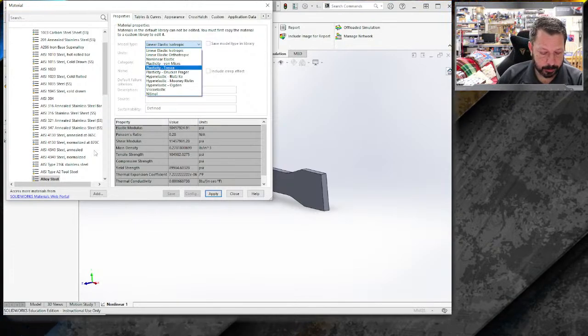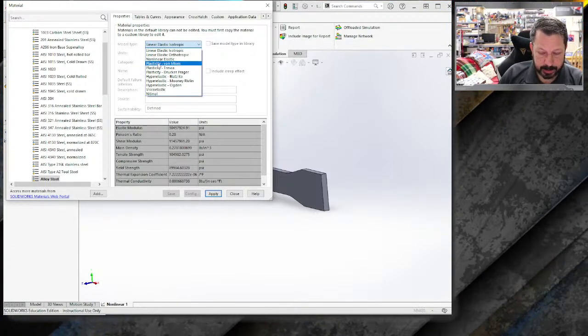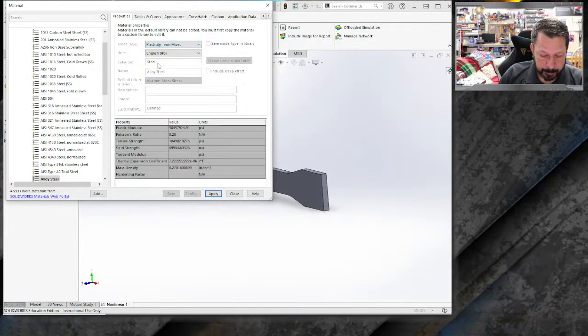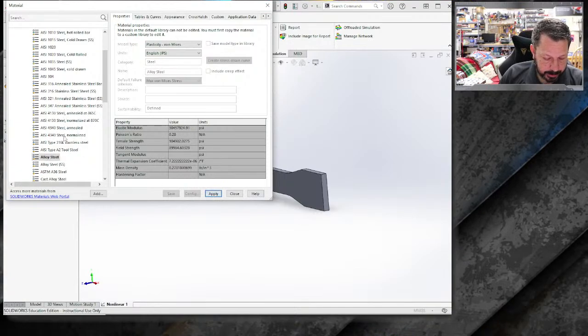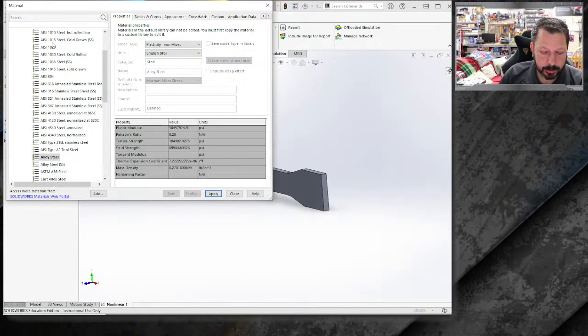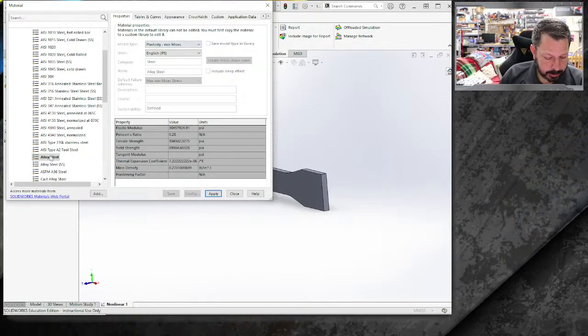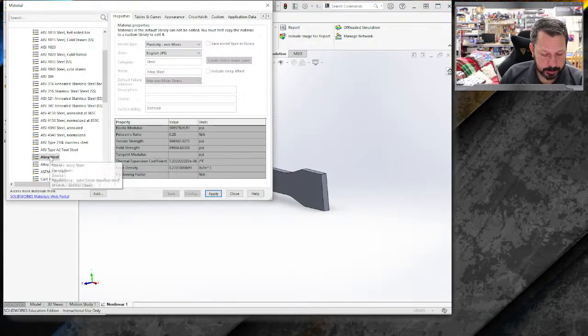So I want a material which, this alloy steel, has the option to do plasticity von Mises. So I want to click that. And I want to apply that material. So that's just this generic one. It's not even one of the, they don't all have this option. So you do have to find one that does have that option. So this one does.